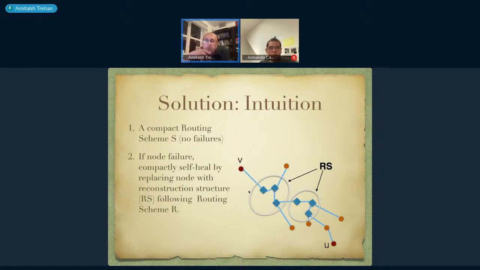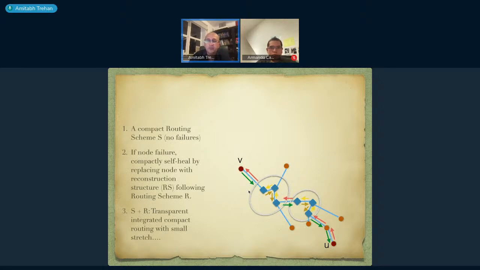Now this reconstruction structure should also have its own routing scheme. So basically, when you put in this virtual structure, if the message comes, is there a nice way so that it goes out to the right place where it should have gone if there was no failure? Let's call that scheme R. If you can get these three things together, then you can integrate S and R transparently, and you will get this kind of scheme. So you can think that if a message is going from V to U, the green ones are the original scheme, and these other colors are the scheme which comes with the self-healing, within the self-healing oval, and they go all the way down.